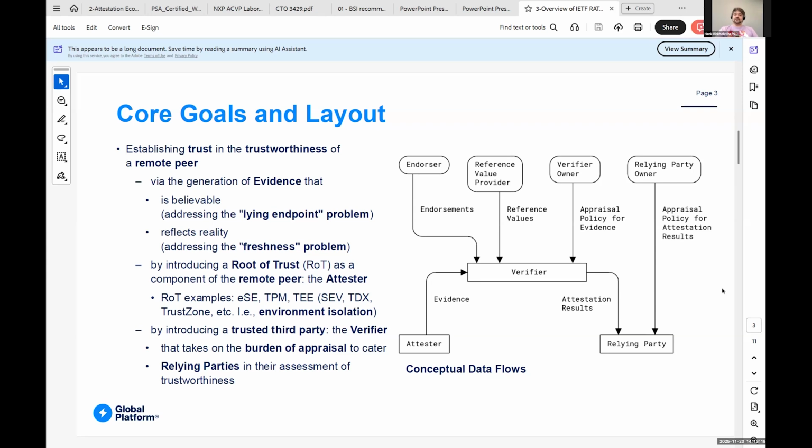And then all this is done to basically cater to the relying party. There are so many different services, so many different platforms and compositions out there that my cell phone would not be able to understand them all. So the burden of appraisal of that evidence is offloaded to a trusted third party in the middle here, and that is called the verifier. So this is the core layout and goals. Next slide, please.